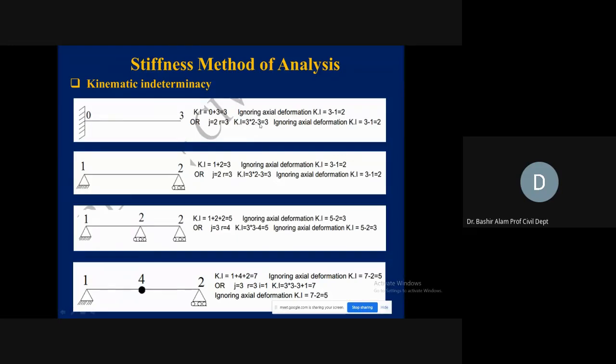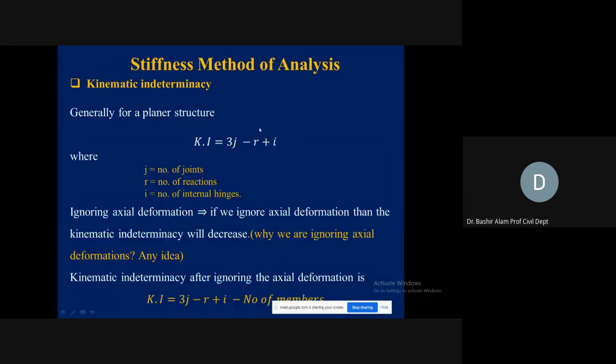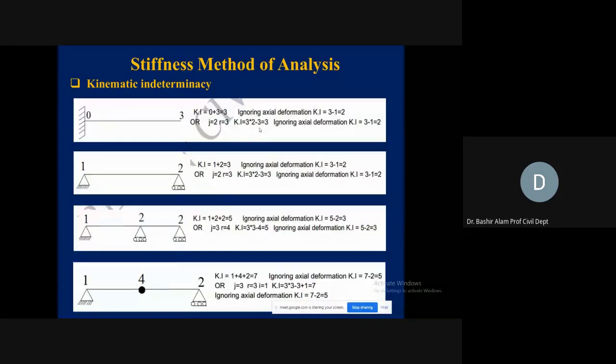3j minus... let me go to the previous slide. So it was 3j minus r plus i. So this is 3j: 2 joints we have, this left joint and right joint. Minus restraints, how many do we have? We have 3 restraints here at the fixed support: vertical, horizontal, and then the moment also. So this 3 is coming from there.